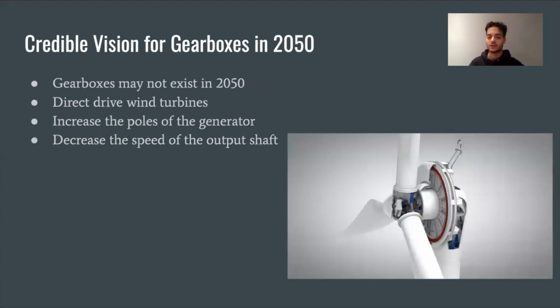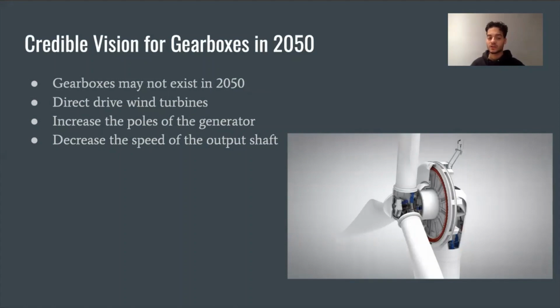Credible vision for gearboxes in 2050. Gearboxes are the weakest part of a wind turbine. The planetary gearbox design must be changed in order for wind turbines to be efficient and provide an environmental and economic benefit. A credible vision for a wind turbine gearbox in 2050 is that the gearbox will no longer exist in the turbine. There are 2 companies in Germany and Norway that have already produced gearless direct drive wind turbines.